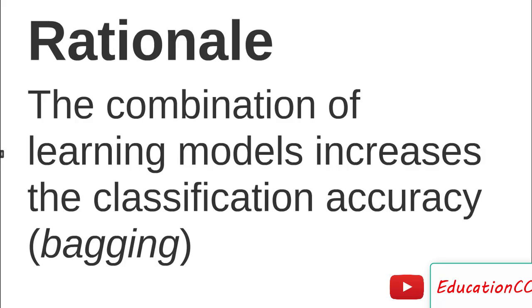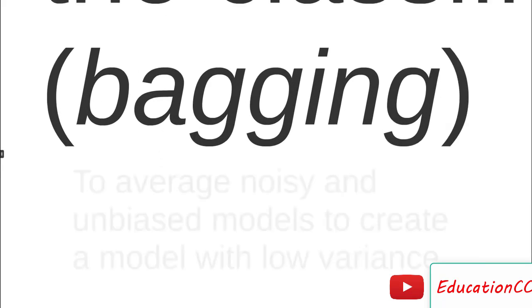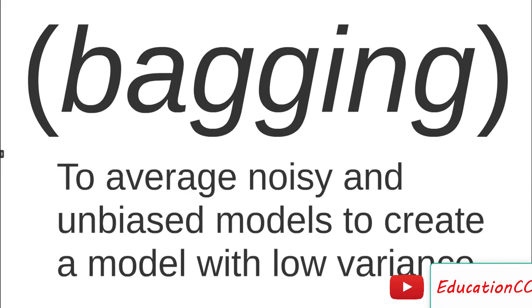of a technique that is called Bayesian. In Bayesian, the main idea is to average noisy and unbiased models in order to create another model with a low variance in terms of classification.